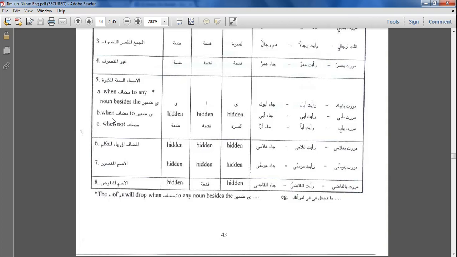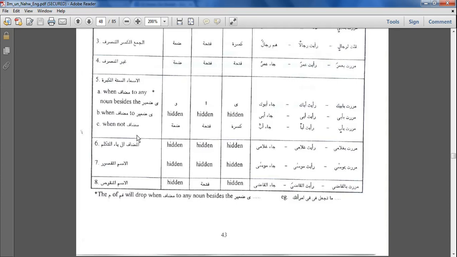So when it's mudaf to the dhamir ya, then what's going to happen is it's always going to be abi. Ja'a abi, ra'aytu abi, marartu bi abi. So there's no visual expression of the rafa, nasab, and jar. It's only going to be a ya.